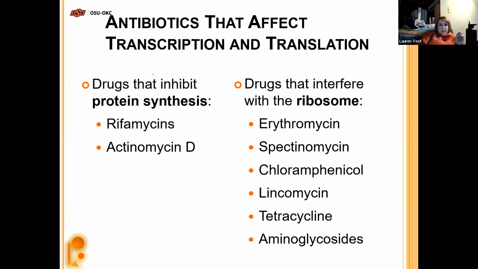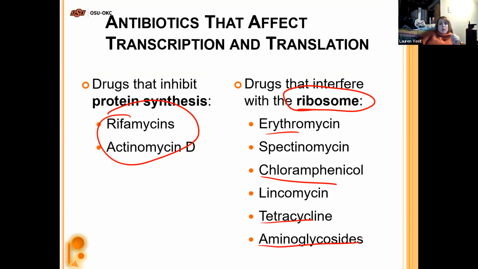Antibiotics can affect this stuff, stop it and inhibit it. Some drugs inhibit protein synthesis steps, like rifamycin and actinomycin D. Then there are some drugs over here on the right that interfere with the actual ribosome's function itself, like erythromycin, one that you might have heard of, chloramphenicol, tetracycline, aminoglycosides. Those actually interfere with the ribosome, so it can't function. So that's kind of a neat way that functions. Just remember, our eukaryotic ribosomes are 80S, while the prokaryotic ones are 70S. So they're a little bit different, so the structures are going to work a little bit differently.